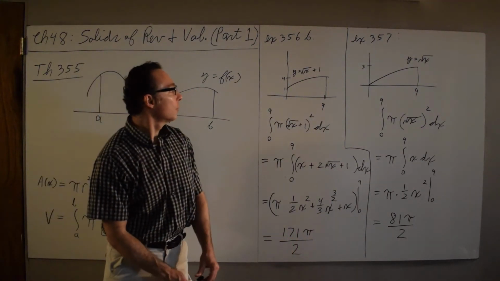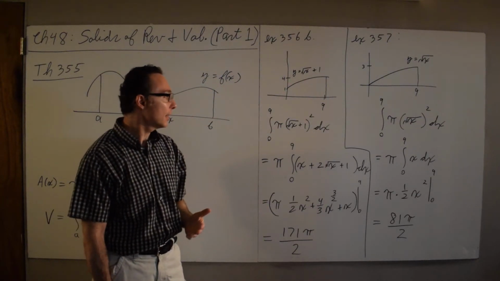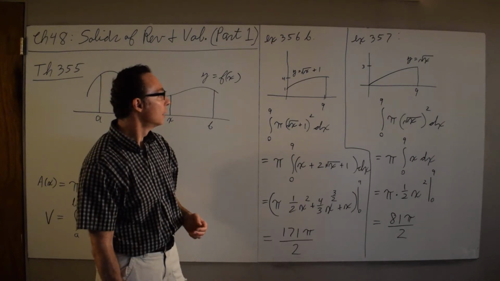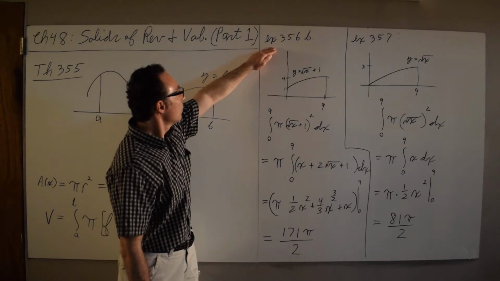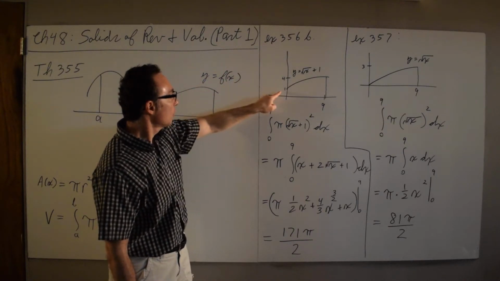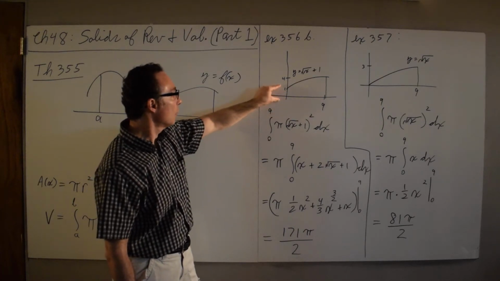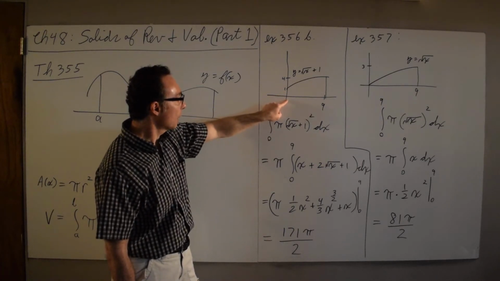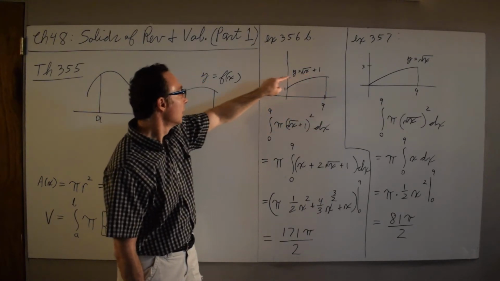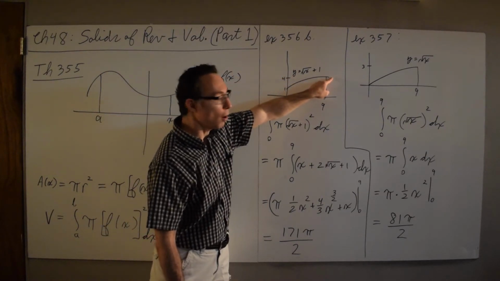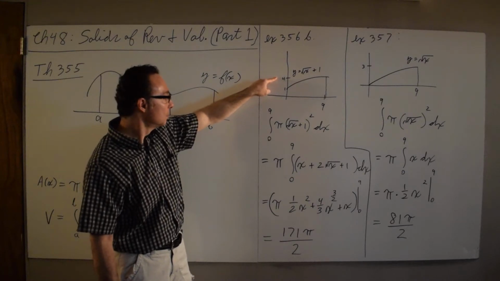And so we're going to look at example 356b. Part A is just finding the area, so we won't go through that. And we'll look at example 357. Example 356, we have our function y equals square root of x plus 1, which is a square root function shifted up 1 unit. And it's bounded from x equals 0 to x equal to 9. Substitute 9 in here, we have 4. So this is the point (9, 4) right here. Doesn't really matter, but it's nice to note.